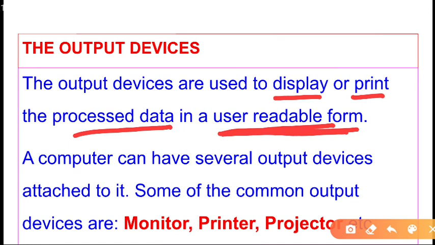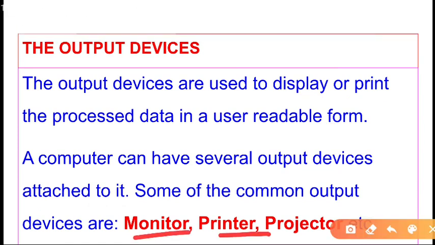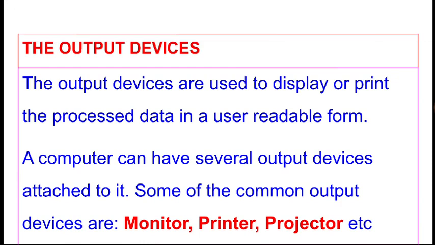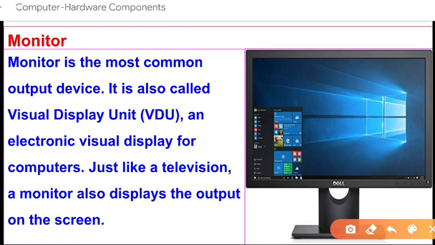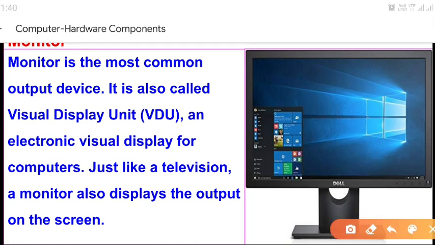Now a computer can have several output devices connected or attached to it, but the common output devices are the monitor, the printer and your projector. So today we are going to talk about these three output devices: monitor, printer and projector. You guys have already seen what a monitor looks like. This is how a monitor looks like. You have seen it plenty of times.